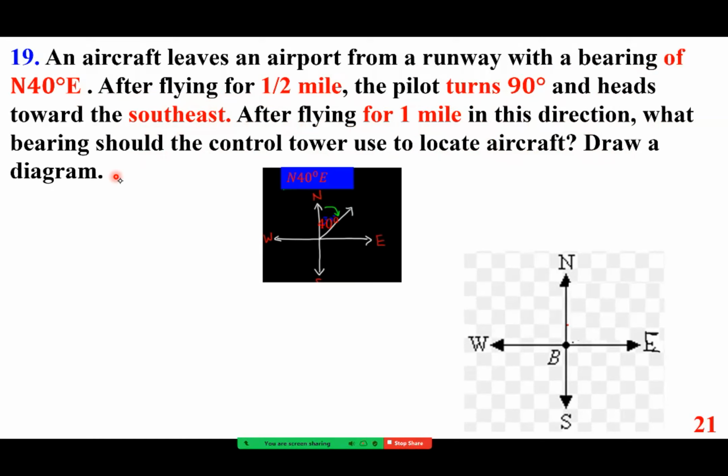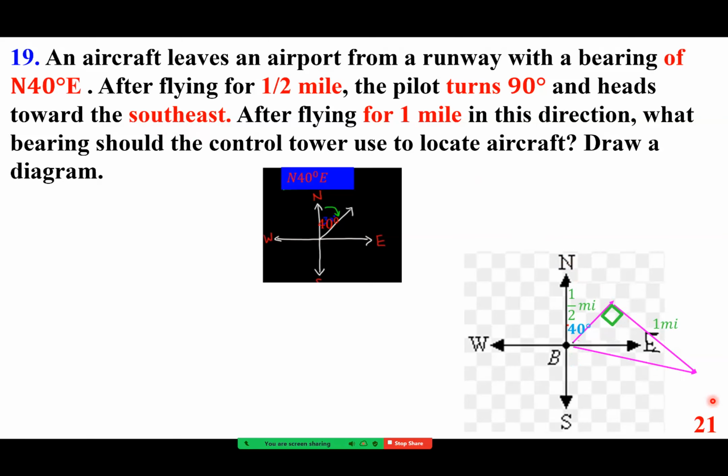So we are starting with north 40 degrees east. That's what we start with. Okay. So we go with half a mile, and this is 40 degrees. And then when you make a 90-degree angle, you can go either way, okay? Either up here, down here. So which one? Southeast. That's why we go down there. And that's a 90-degree angle.